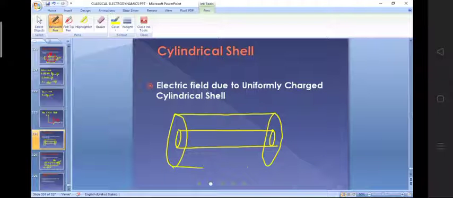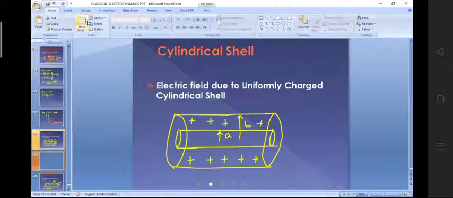Here the inner radius is given as A and the outer radius is given as B, and the charge resides somewhere between A and B. In the region where the charge enclosed is equal to 0, you can obviously calculate the electrostatic field. Now pay attention.